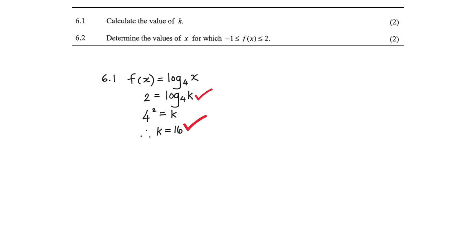In the second question, they ask us to determine the values of x for which f(x) is bigger or equal to -1 and smaller or equal to 2. So what we do is we determine the x value when y is equal to -1 and the x value for which y is equal to 2. And then those are the values for which f(x) is between -1 and 2.